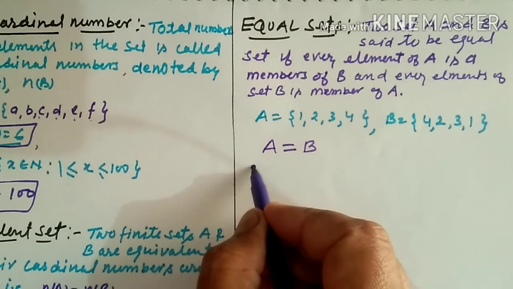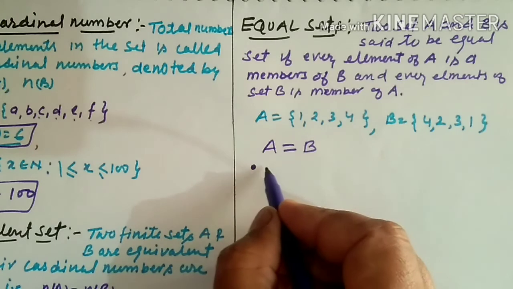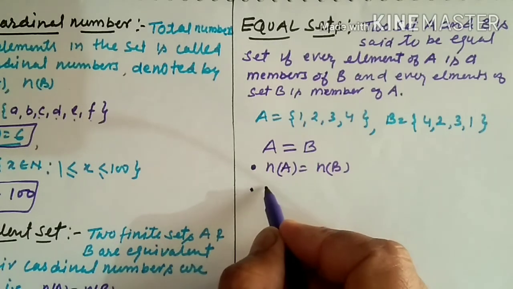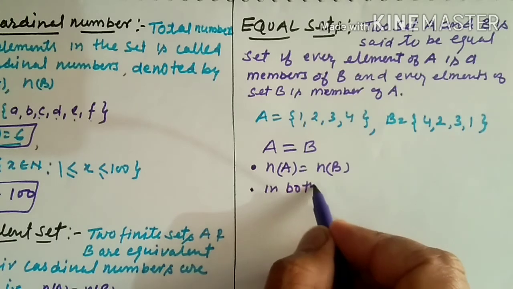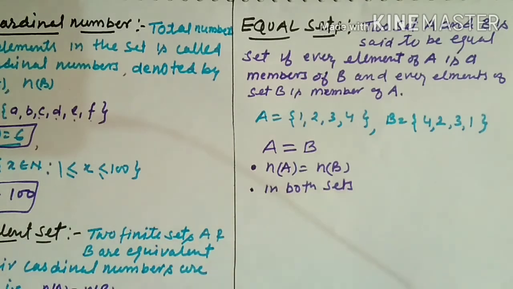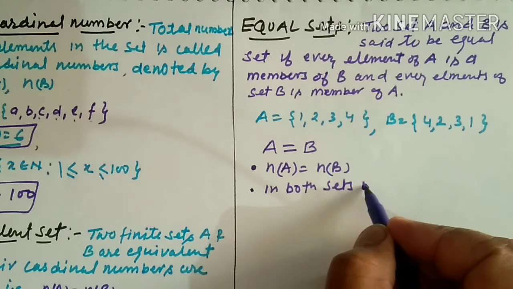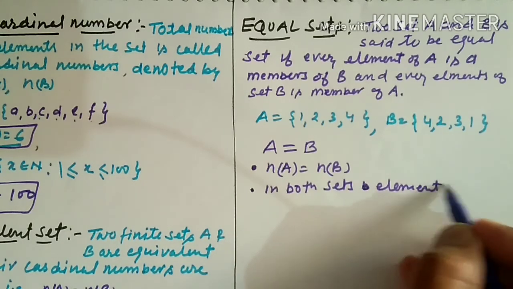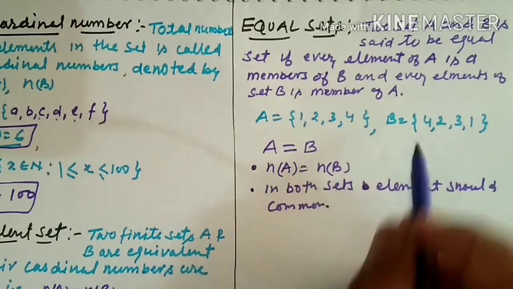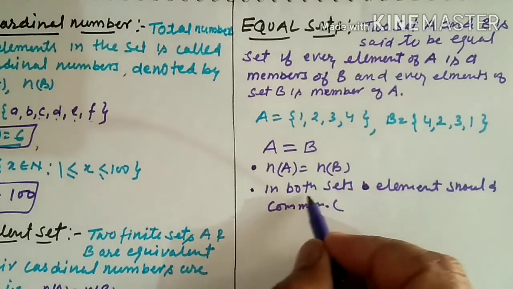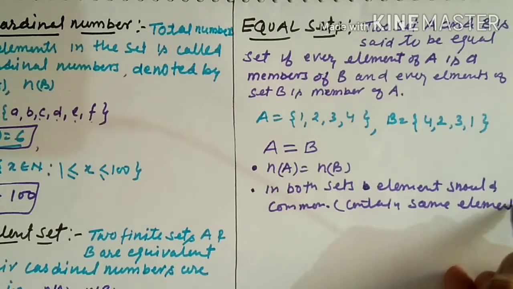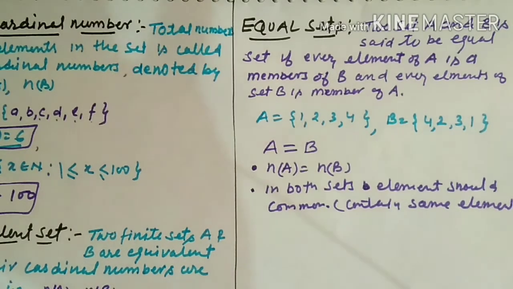Two important things we have to remember: first, the number of elements in set A should be equal to the number of elements in set B, and second, in both sets the elements should be common. It means they both contain the same elements. Clear? So this is called equal set. Clear?